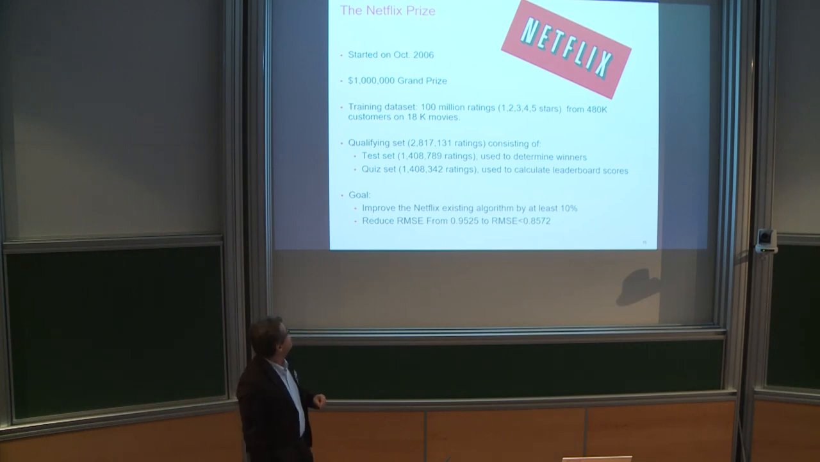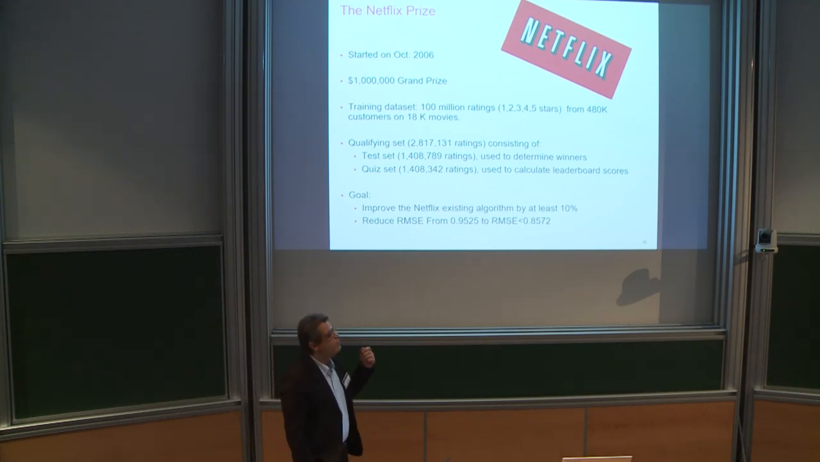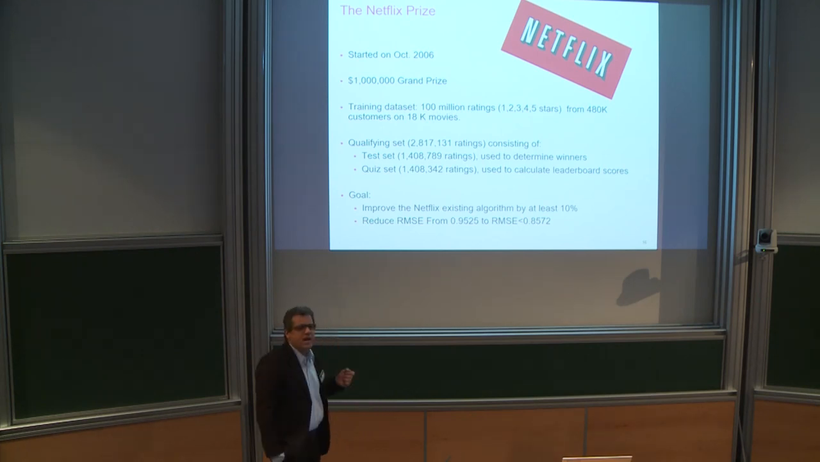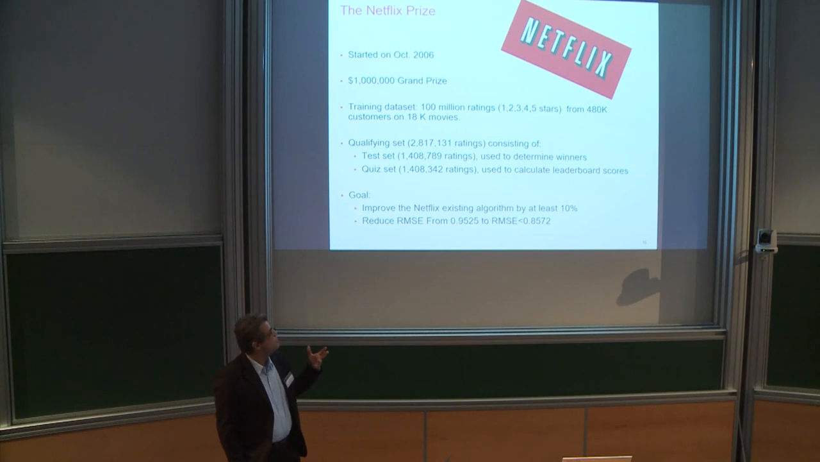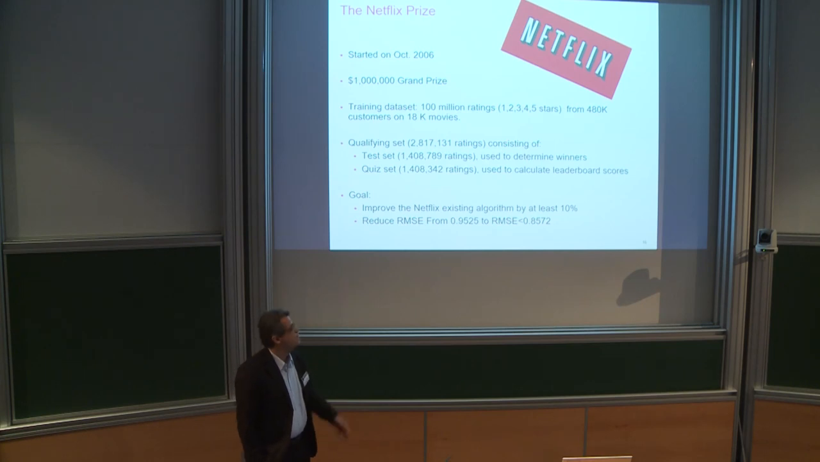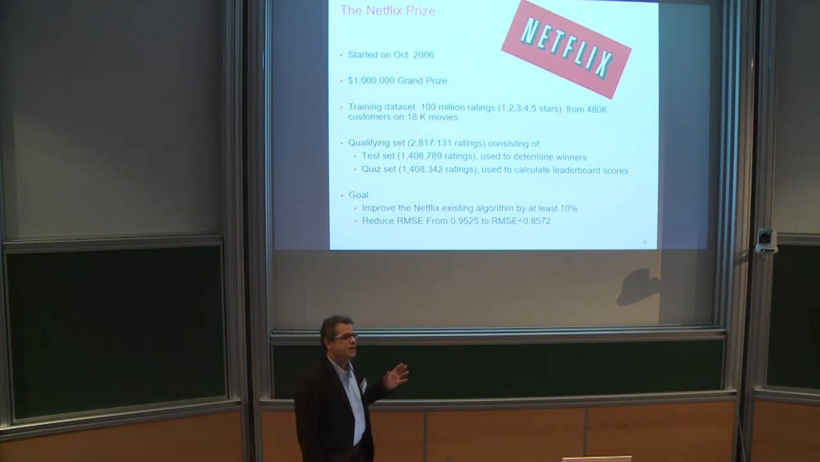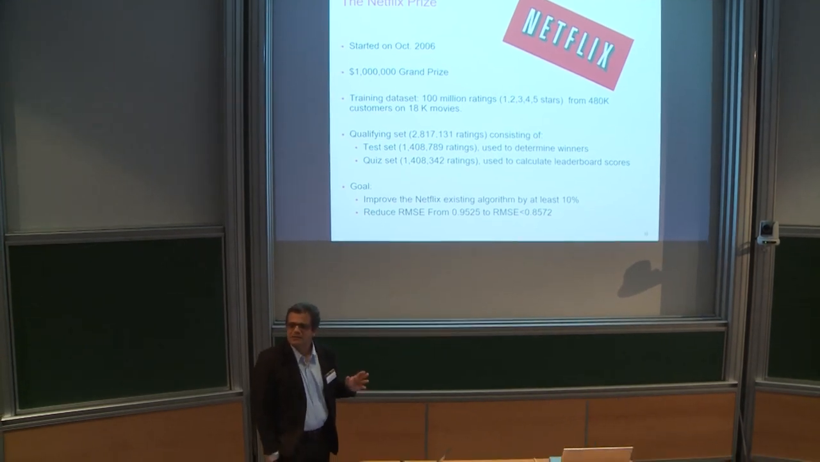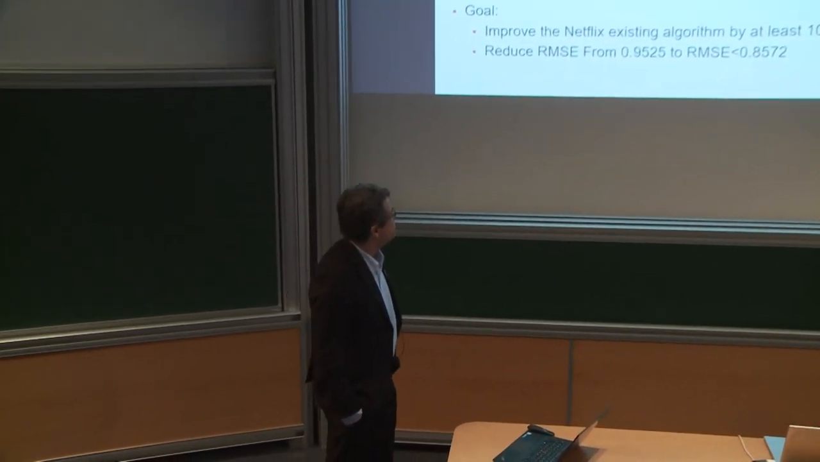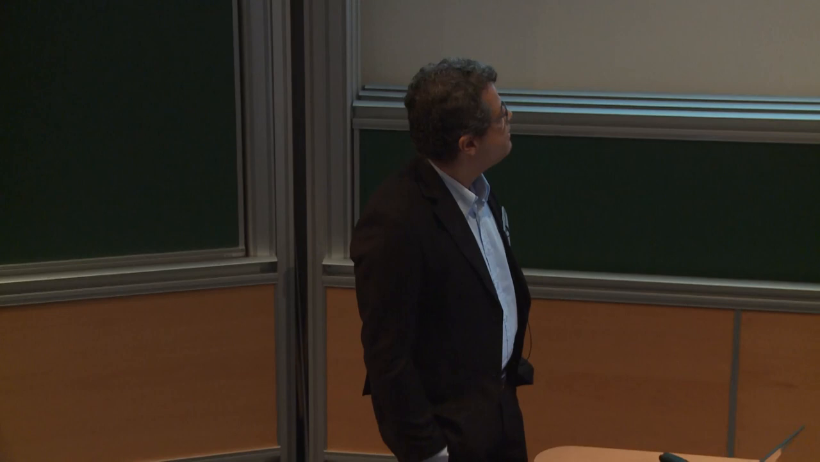And they had a qualifying set that was divided into two halves. One of them is the test set that was used for determining the winners of the competition. And we also had the quiz set that is used to calculate the leaderboard that was updated ongoingly. And the goal was actually, in my opinion, very modest. Only improve their existing algorithms by 10%, which doesn't look like a very tough task. It's actually reducing the root mean square error from 95 to 85.